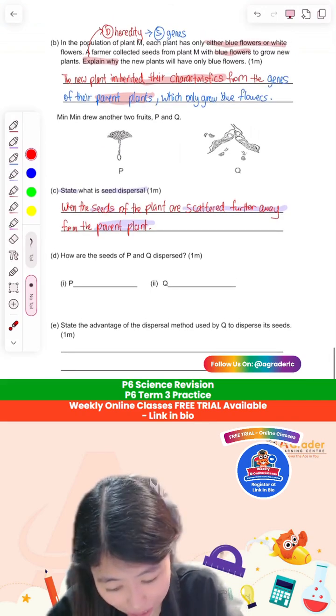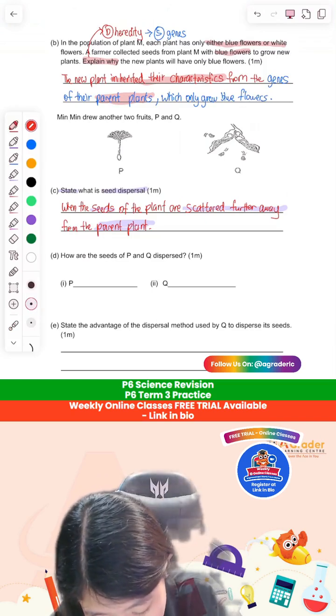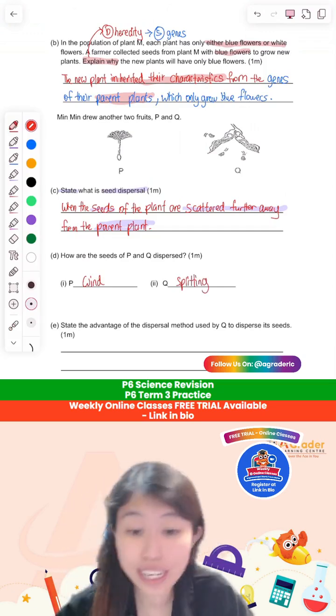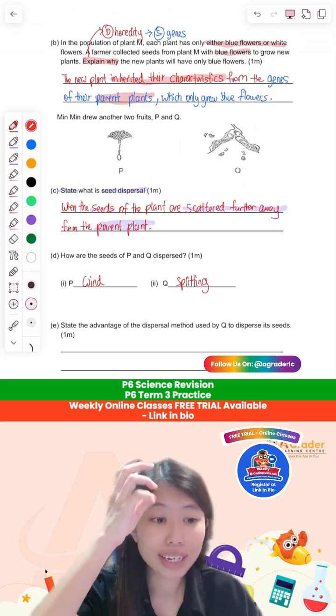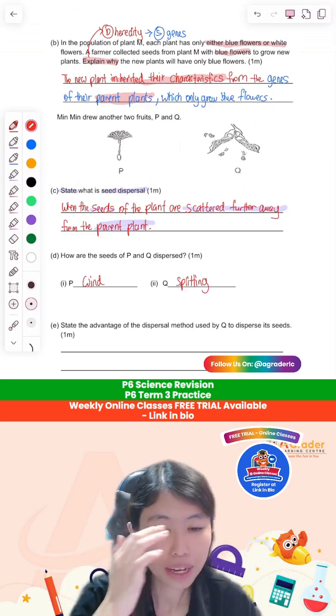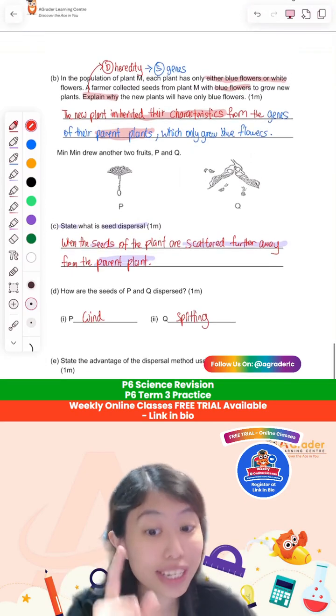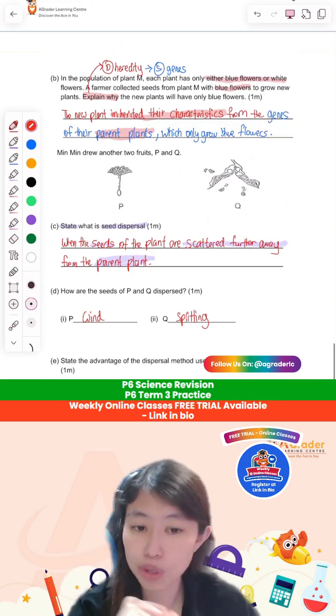Okay, so P is actually dispersed by wind and Q is actually dispersed by splitting. If you write explosive action, it is fine as well. Thank you, CW. But can you all tell me why you say it's wind? Just in case they ask you why.